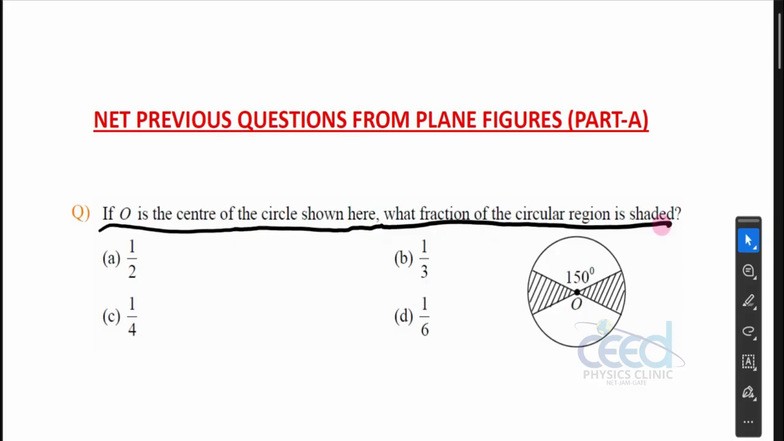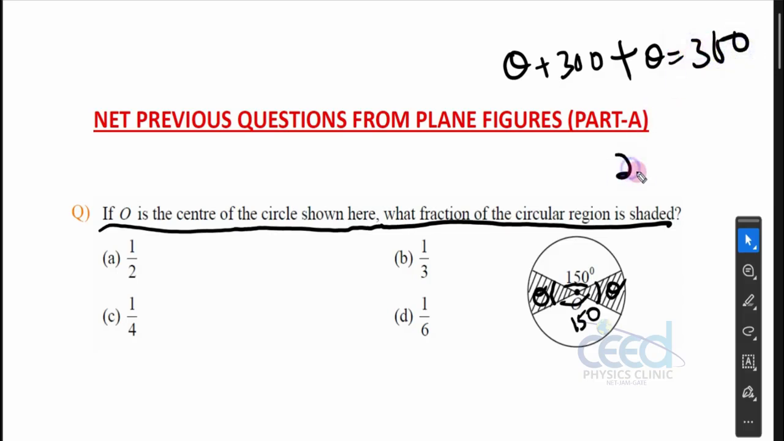Right, so here this angle is given as 150. Then this is also vertically opposite to 150. Suppose this angle is theta, this angle is theta. Then what is the total circle angle? Theta plus 2 times 150, that is 300, again one more theta, equal to 360. Then 2 theta is equal to 60, then theta is equal to 30.